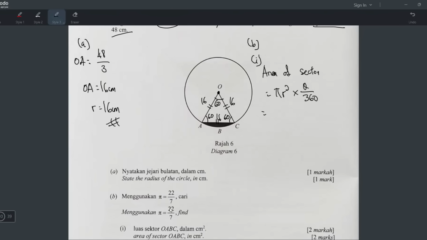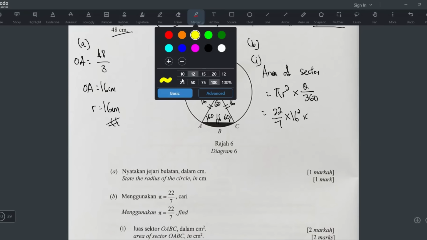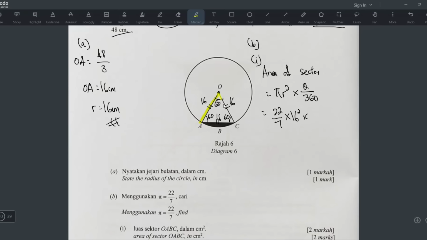Okay, pi they already use 22/7, and then the radius is 16, and then the theta will be what? Okay, they want sector OABC. So let me highlight it for you. So the sector that we are finding now is this right here. This one, this one, this one. So it's the minor sector, not the major sector. It's the minor one because OABC, so it has to pass through B. So it's not the major one. So this is the sector you are finding. So the angle at the center here will be 60 over 360. Okay. And then the radius is 16. Yeah. All right. So now we can press this in the calculator. Then we will get our final answer. So what's the answer?